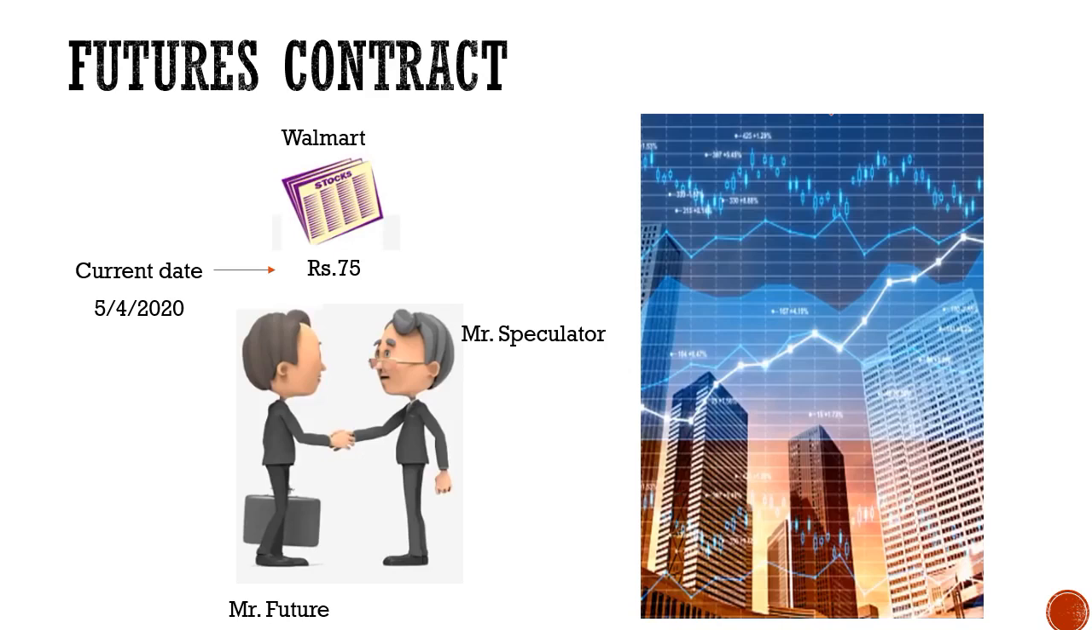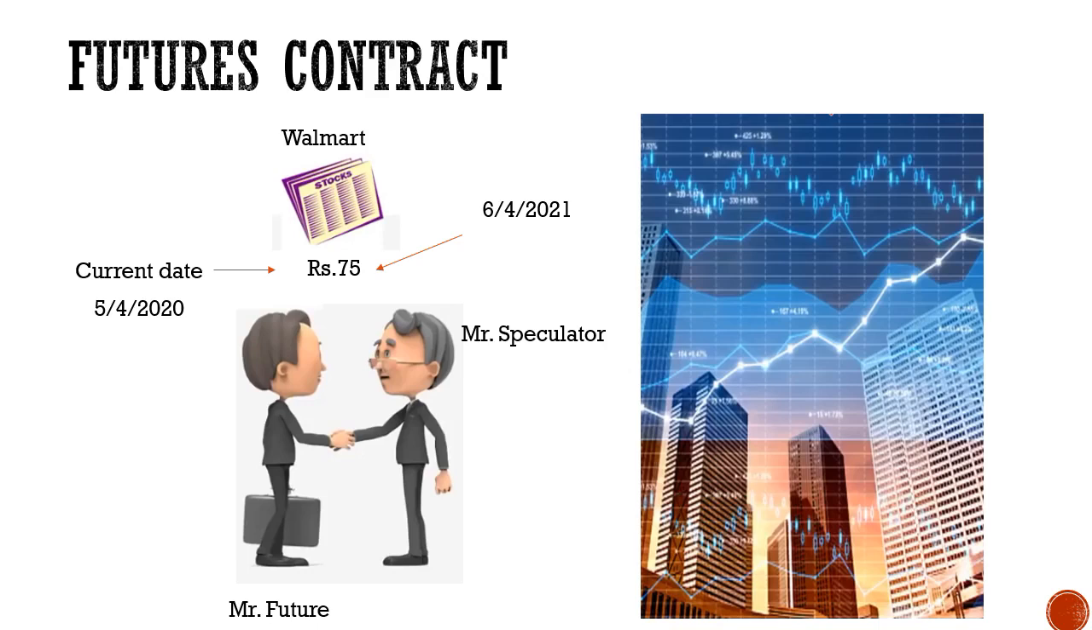Now, as we all know, the stock exchange is highly volatile. So he goes into a future contract with Mr. Speculator, stating that he wants to sell the shares he has of Walmart on 6th April 2021, that is after 1 year, but at a price which is the market price of today. That is, at the current date market price he has made a contract.